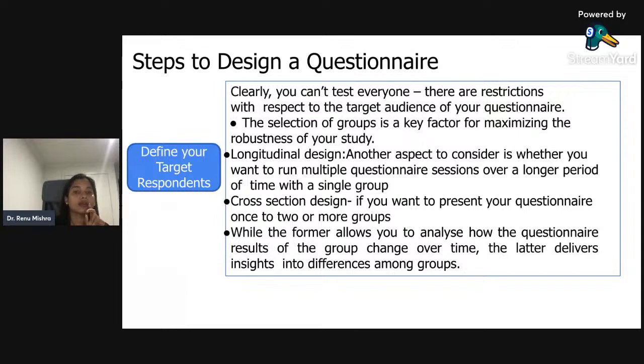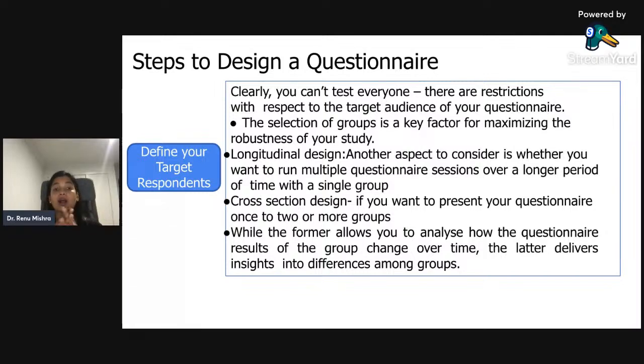While the former, the longitudinal one, basically allows you to see, for example, that I'm giving the questionnaire to a group of people today, and I'm approaching them again after 3 months. They might have changed their mind. They may want to invest now. So longitudinal design will tell me how the group changes over time.